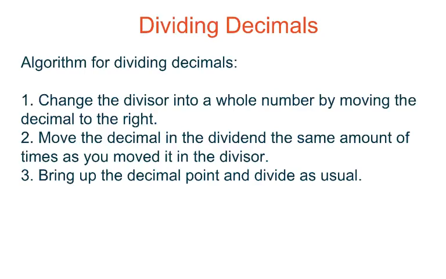So real fast, let's just review our dividing decimal algorithm. We're going to change the divisor into a whole number by moving the decimal to the right. If there is no decimal, then you don't have to change anything in your division problem, you would just solve. Second step is to move the decimal in the dividend the same amount of times as you moved it in the divisor. And then finally, remember to bring up the decimal point and divide to find your final quotient or answer.